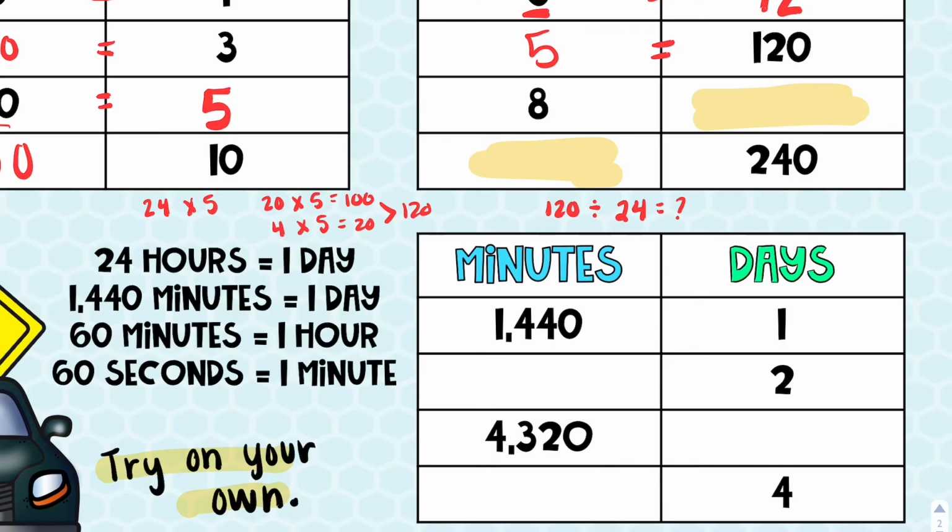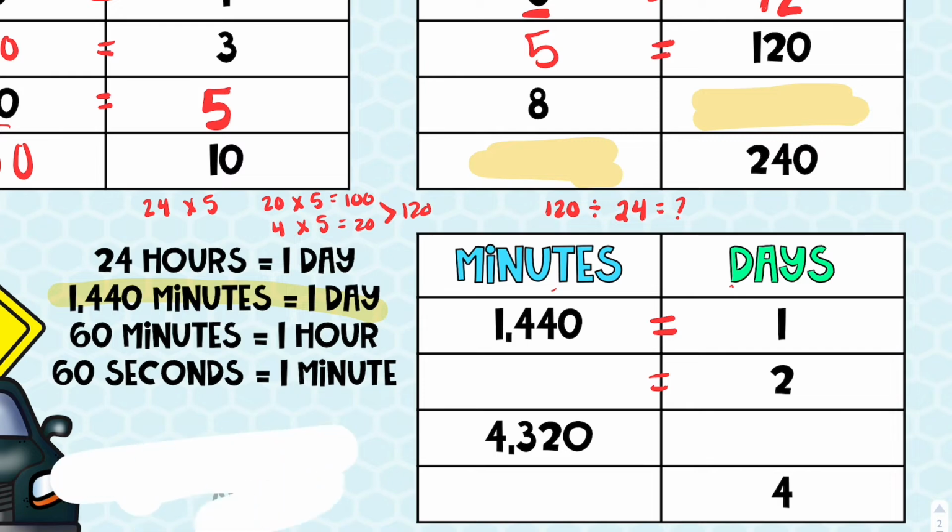Now we're moving on to two different time conversion units. So we have two different units of measurement that both measure time. We have minutes and days. So I know that one day has 1,440 minutes. Those are equivalent. So I need to figure out how many minutes are in 2 days.